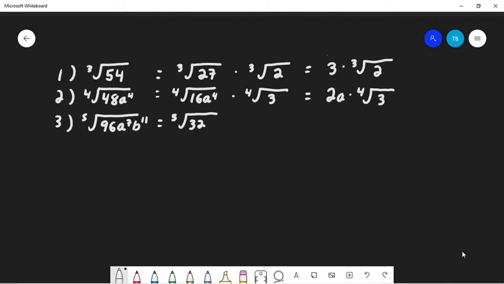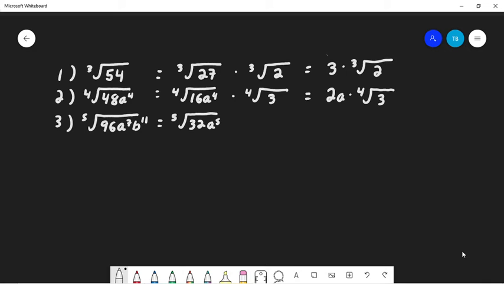Now that is not a perfect fifth, but what is the highest perfect fifth that goes into a to the seventh? Well, I think it would be a to the fifth. So there is a to the fifth, and then we would have two more remaining to get to a to the seventh. So a to the fifth would also be part of our perfect fifth. And then how about b to the 11th?